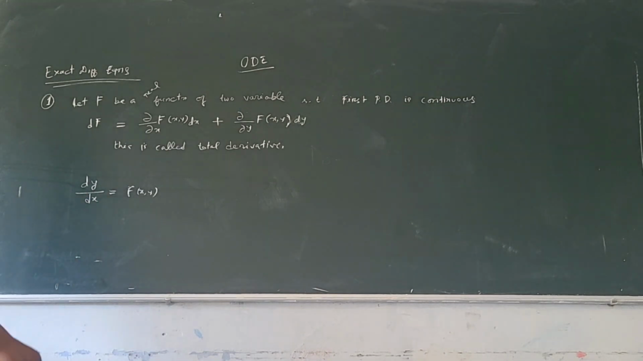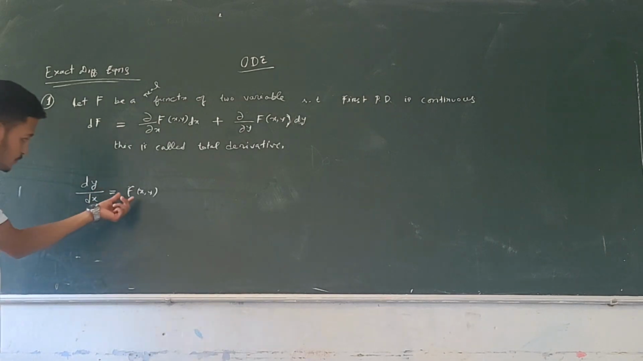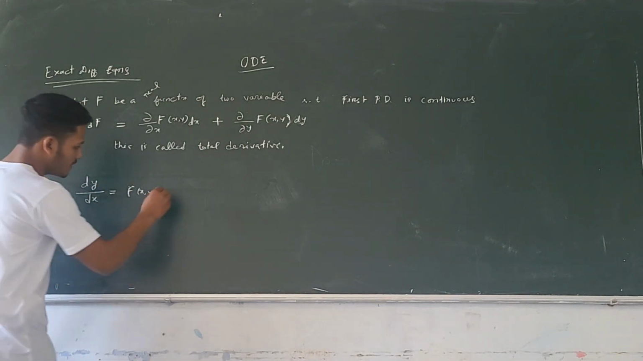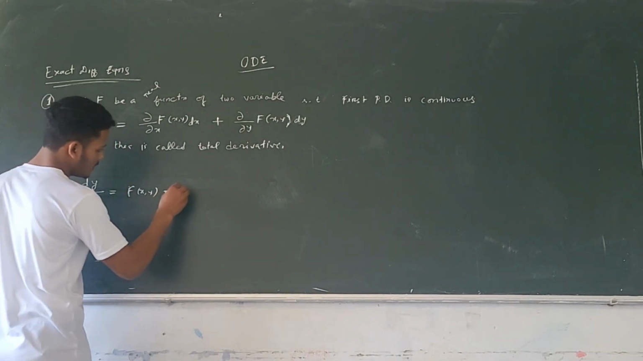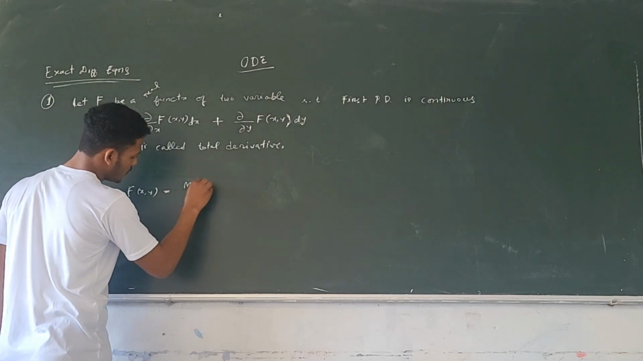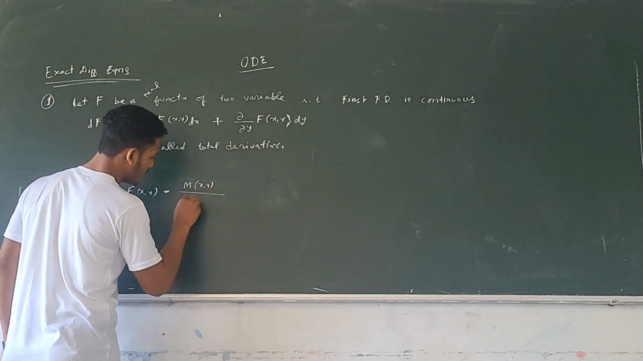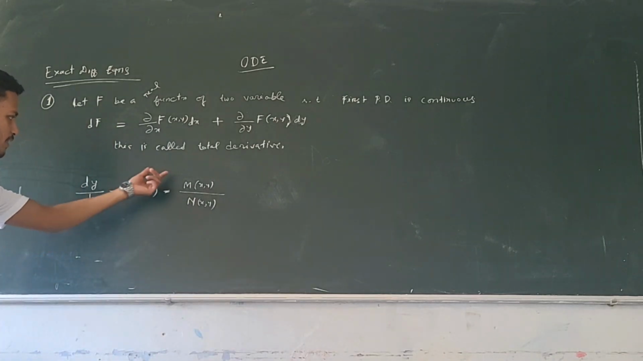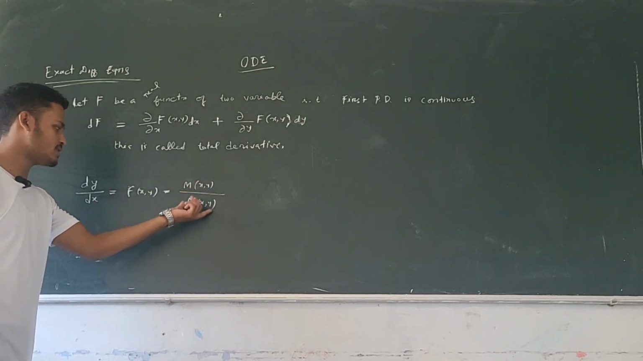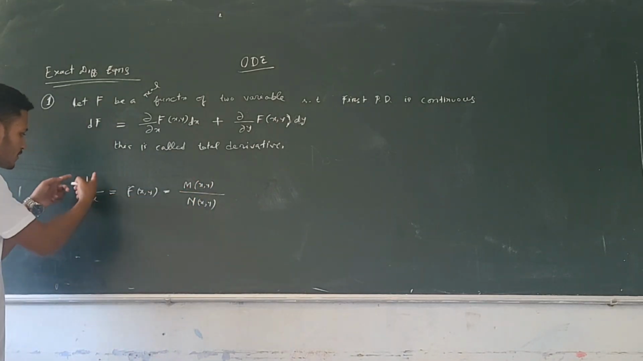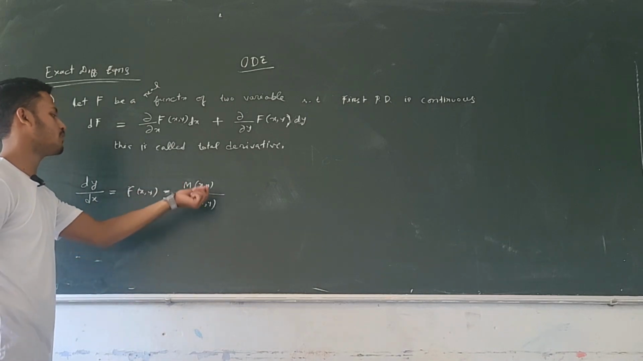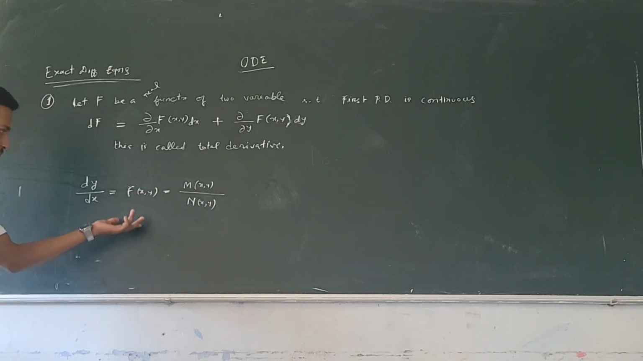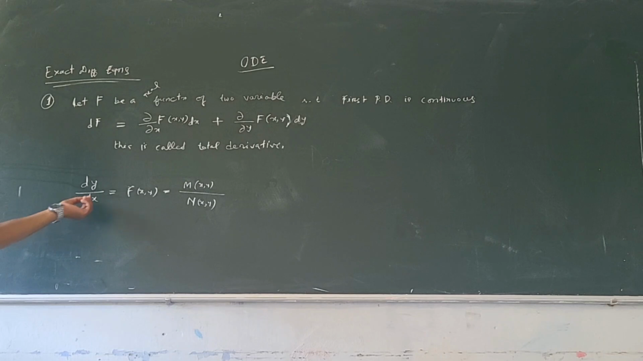Now you can write this f of x, y as a function M of x, y divided by N of x, y. Any function you can write in this fraction form. So you can write dy by dx equals M of x, y by N of x, y. So this is also a differential equation written like this.